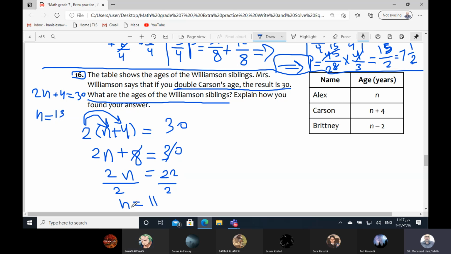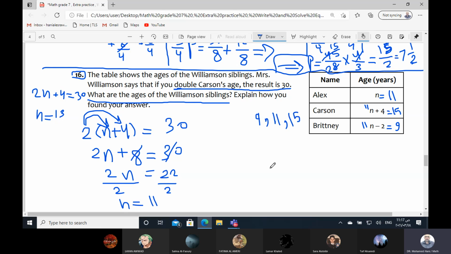This is the value of n, not the age. How to find the ages? So go back to the table. So Alex's age will be 11. Carson will be 11 plus 4 will be 15. Brittany will be 11 minus 2 will be 9. So the ages we have 9 and 11 and 15.